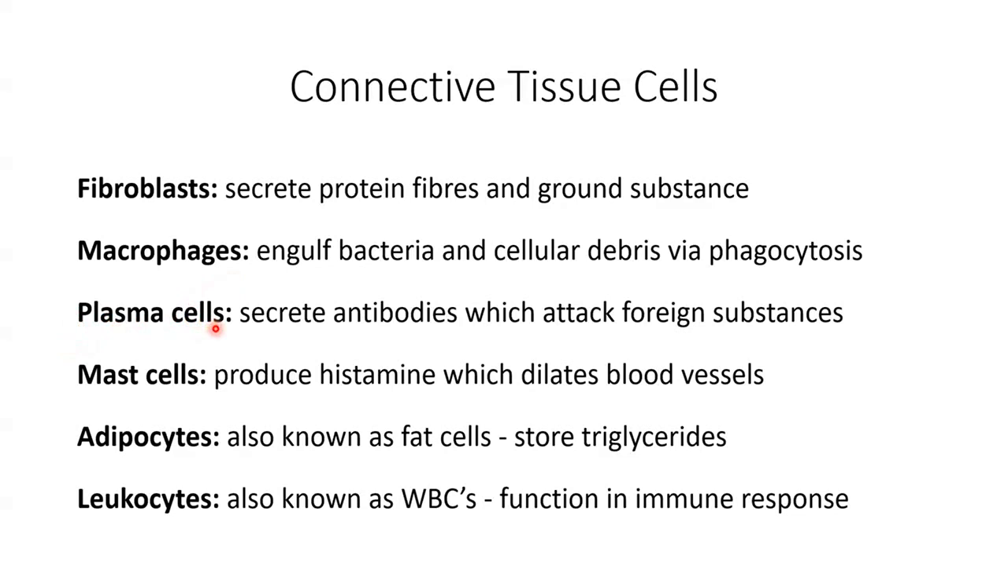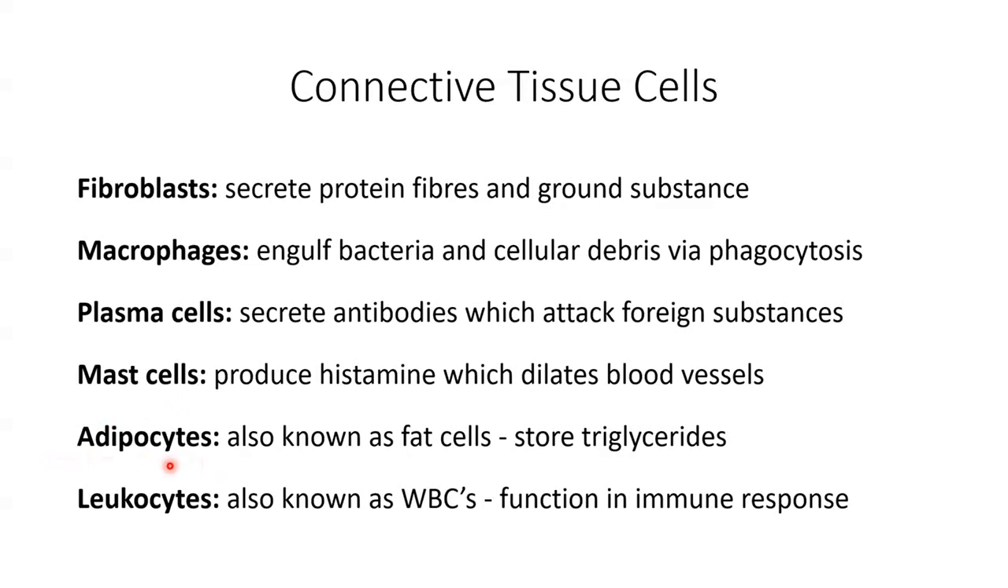Plasma cells are quite small cells that develop from another type of white blood cell called a B lymphocyte. Our plasma cells secrete antibodies, which are proteins that attack or neutralize foreign substances in the body. Mast cells are found alongside the blood vessels that supply the connective tissue. They produce histamine, which is a chemical that dilates small blood vessels and makes them more leaky, so it allows substances to move through them more easily. This response makes up part of the inflammatory response, so we release histamine when we have inflammation.